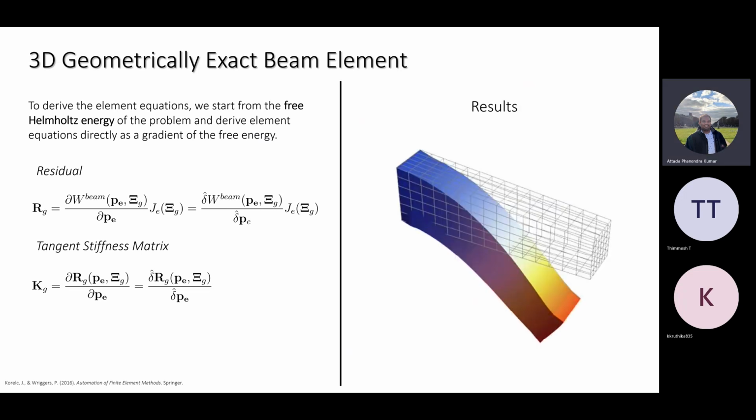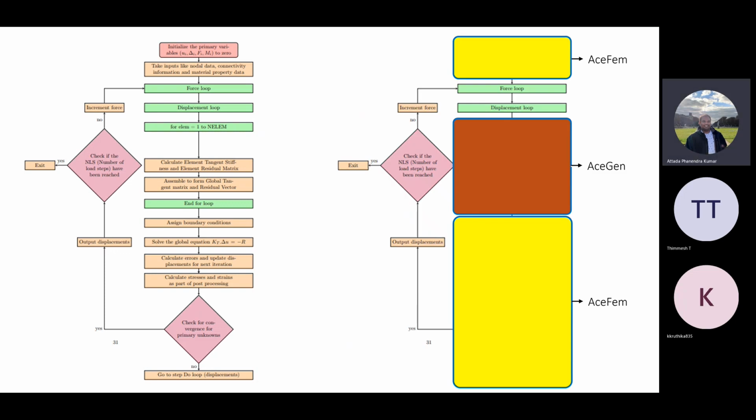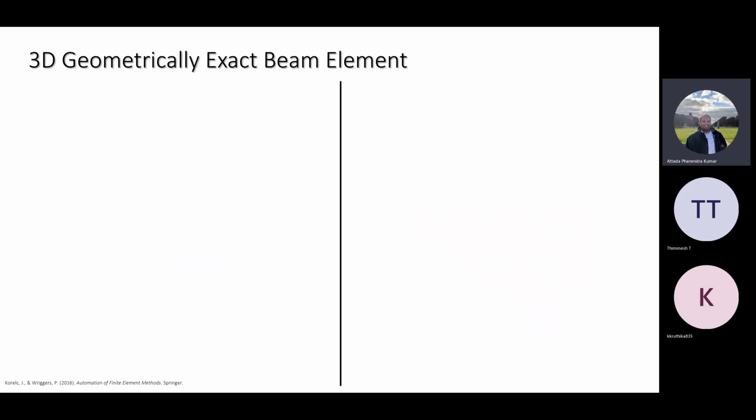Now, before doing this, I'll just show you the flowchart of the general process of solving finite elements. You first initialize the primary variables, then you find the element stiffness and force vector in case of a linear FEM. But in case of a nonlinear FEM, you need the tangent stiffness and residual vector. And then you assemble them and assign boundary conditions, solve the equation, check for convergence, go back. Now we are using AceGen. Here, the brown box is being covered by AceGen. So with AceGen, you just have to input this, like I showed you here.